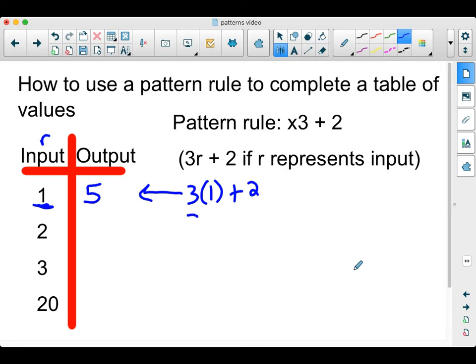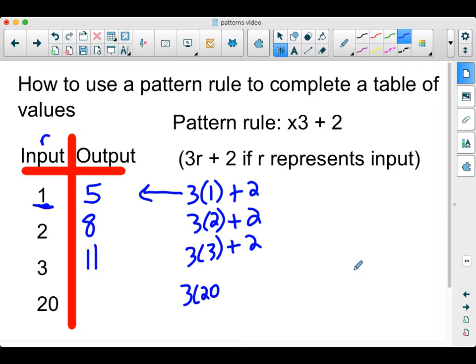For the second one, it would be 3 times 2 plus 2, which would give me 6 plus 2 is 8. The next one would be 3 times 3 plus 2, which would give me 11. And careful with that last one, it jumps to 20. So it would be 3 times 20 plus 2, which would be 62. So that's how I would use that pattern rule to complete that table.